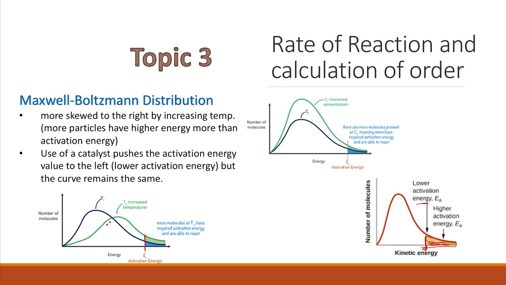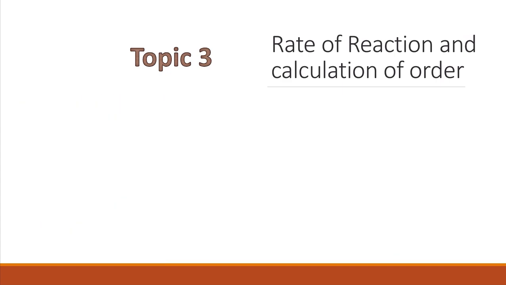And then finally, the effect of increasing concentration and how it will increase the rate of the reaction. As you can see, this is the initial concentration. When we increase the concentration, because we have a higher number of particles now, the curve will go higher. The activation energy doesn't change, but now we have more particles which have energy higher than the activation energy, and this is why increasing concentration will increase the rate of the reaction.